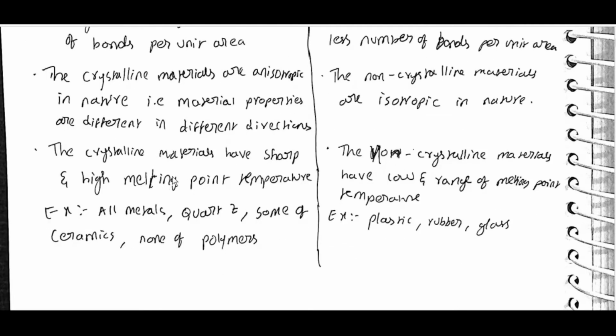The crystalline materials have a sharp and high melting point temperature. The non-crystalline materials have a low and a range of melting point temperature. Crystalline examples: all metals, quartz, some ceramics, none of the polymers. Non-crystalline material examples: plastic, rubber, glass.